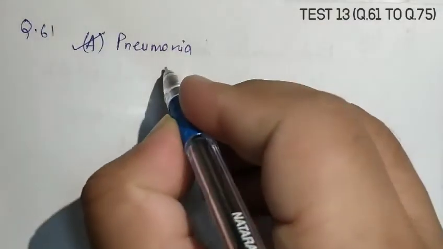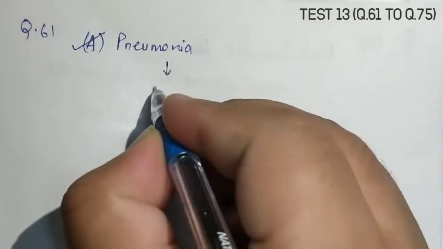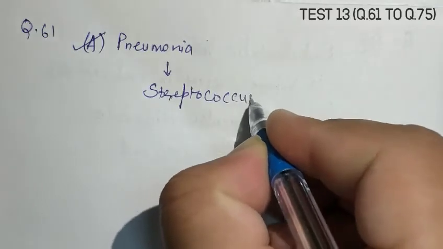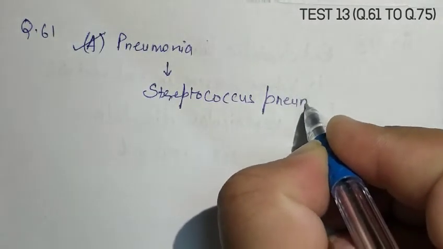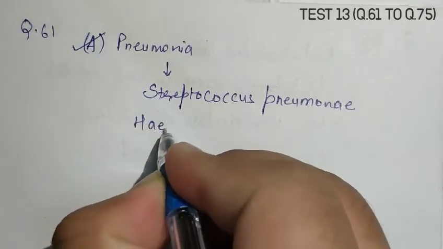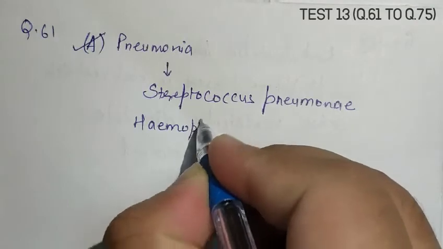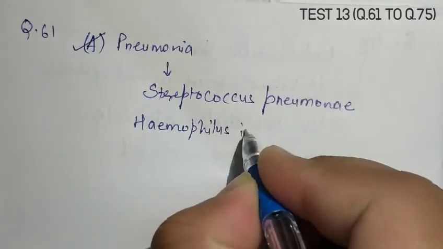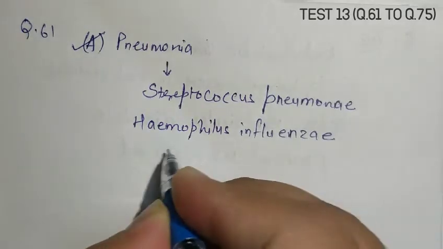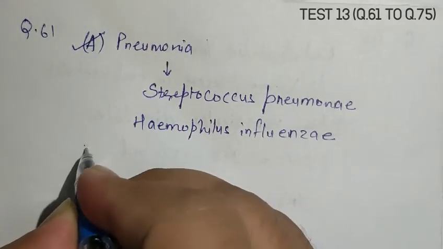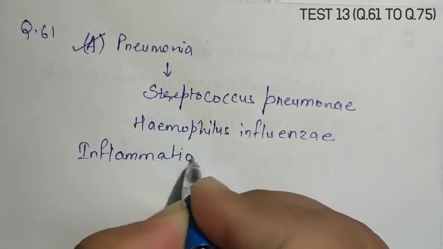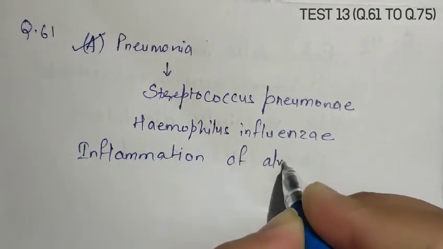It is caused by Streptococcus pneumoniae and Haemophilus influenzae. It is inflammation of alveoli of lungs.